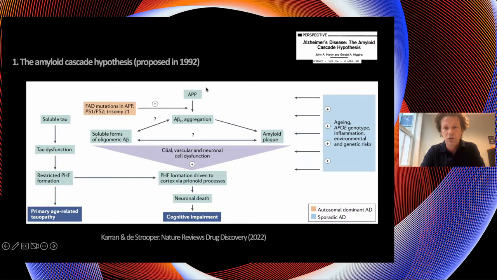So core of the amyloid cascade hypothesis is the APP, so the amyloid precursor protein. In familial cases of Alzheimer's disease, mutations in the APP or presenilin 1 or 2 genes, there's an overproduction of APP. And in sporadic Alzheimer's disease, there is a variety of factors that can contribute to this whole cascade. So this leads to aggregation of A-beta 42, which in turn can form soluble forms of oligomeric A-beta or amyloid plaques. And then in a very complicated interplay with microglia and astrocytes, vascular and neuronal components, eventually paired helical filaments of tau are formed. That in turn is associated with neuronal death, which can, for example, be measured using FDG PET, which Professor Barani showed in her very nice introduction to the session. And that in turn may lead to cognitive impairment.